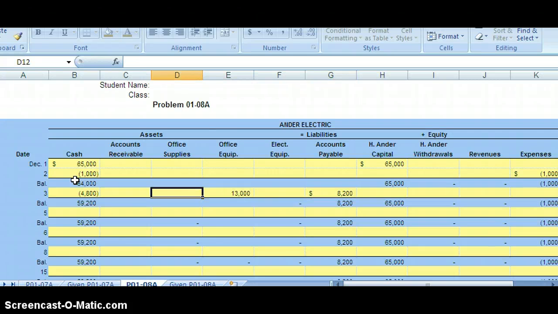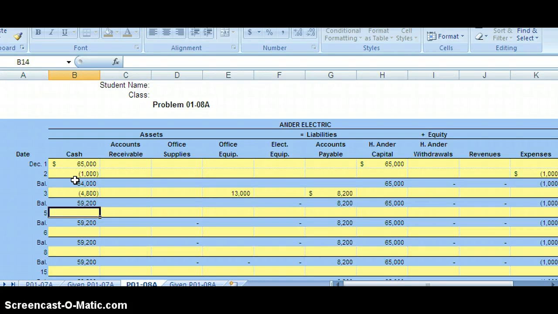We have a decrease in our cash of $4,800. We have an increase of equipment. That nets out to be $8,200. On the opposite side of the equal sign, we have a liability that's increasing by $8,200. So we have a balanced entry.